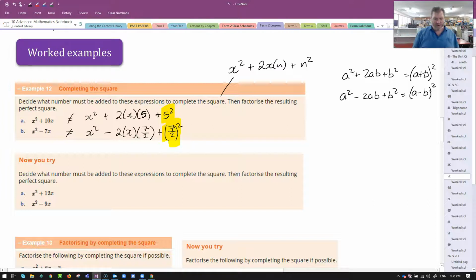Okay, there's 2 for you to try there. Give yourself a minute just to have a go at those, then press play again and see how you went.